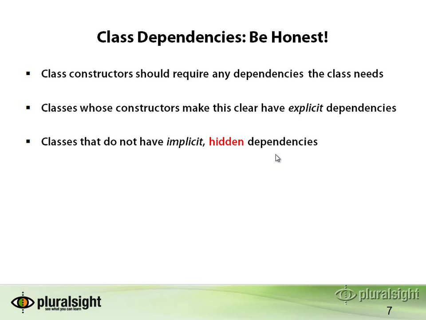When we're talking about class dependencies, we want to be honest. That means that our class constructor should require any dependencies that that class actually needs. Classes whose constructors make this very clear have what I would call explicit dependencies. However, classes that do not make this clear have implicit or hidden dependencies.